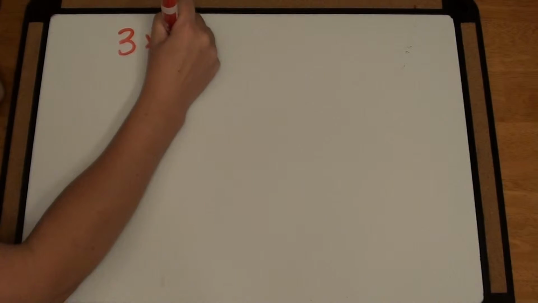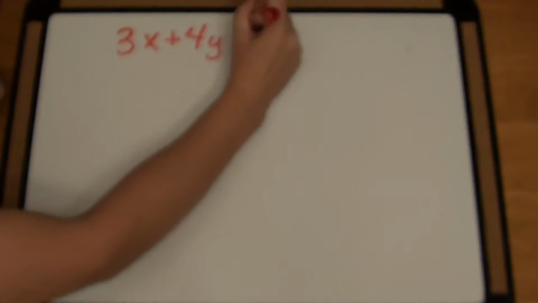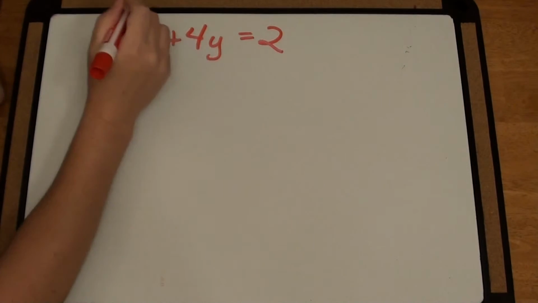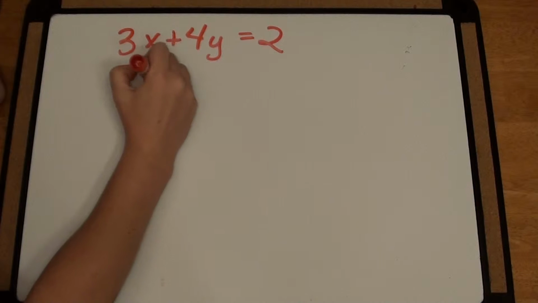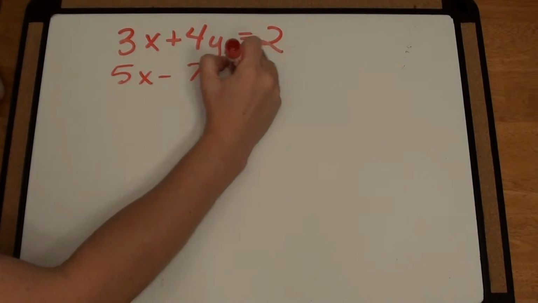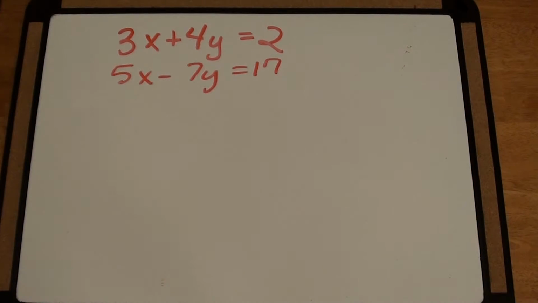So we're going to look at 3x plus 4y equaling 2. And we're also going to look at 5x minus 7y equaling 17. Now, the methods that you already know about, which would be substitution or adding and subtracting equations, they will definitely work for this. No question this will work. But we want to learn how to do this with second order determinants.